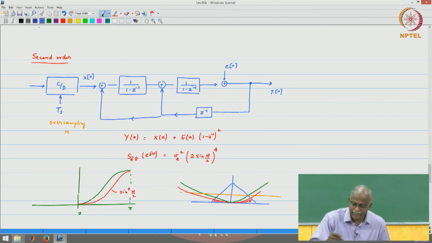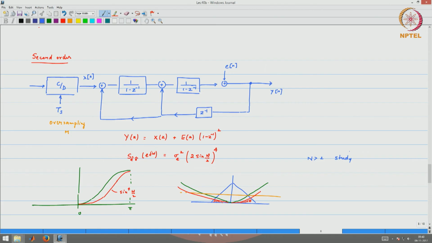So, for n greater than 2, you have to study the stability, and you also have to restrict your input signal to a shorter range. So, again, you need to study and ensure stability. Okay. So, we say that up to second order we can do the noise shaping with the guarantee of stability.